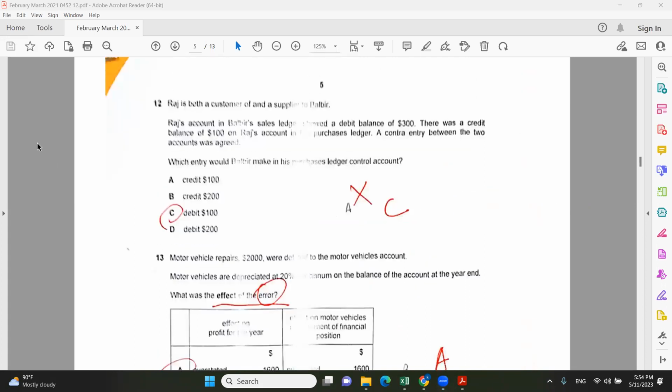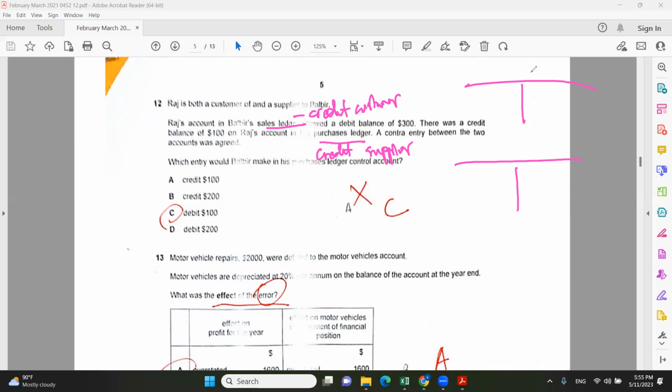Okay, question 12. Raj is both a customer and a supplier to Barbie. Raj's account is in Barbie's sales ledger. This sales ledger means a credit customer. Then there was a credit balance of 100 on the purchases ledger. This is a credit supplier account. So based on this, I open the two accounts.